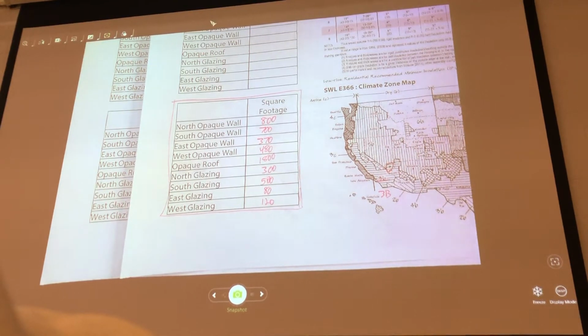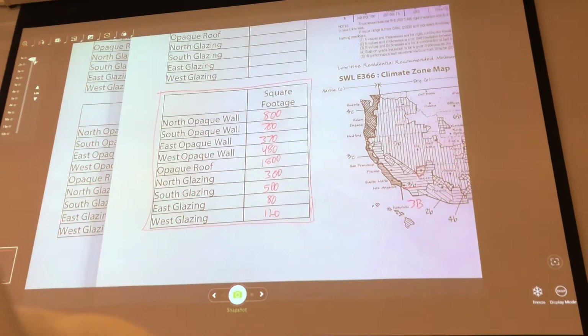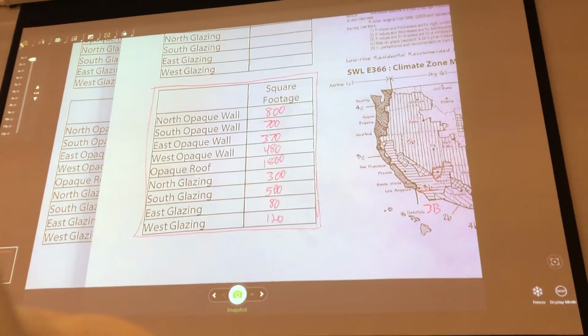Let me see if I can zoom in for you guys just a little bit. Everybody able to see that pretty good?